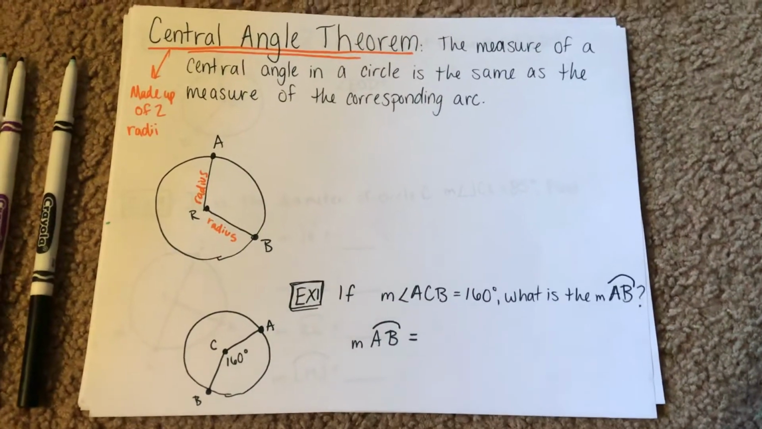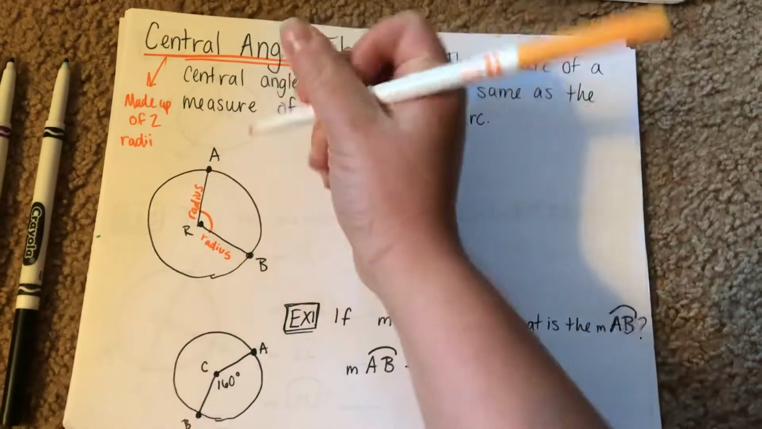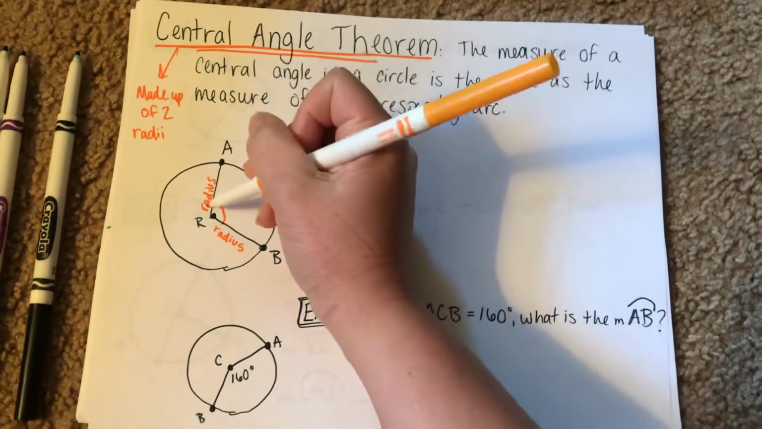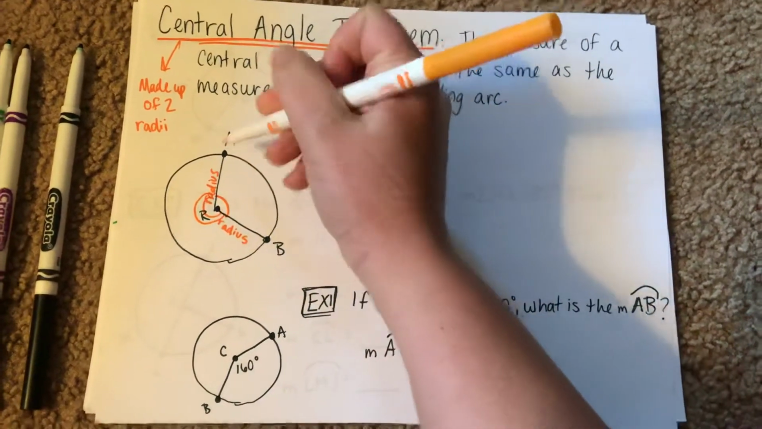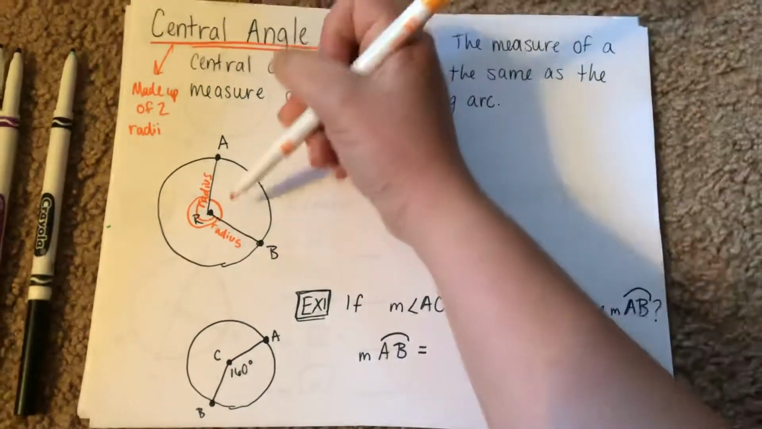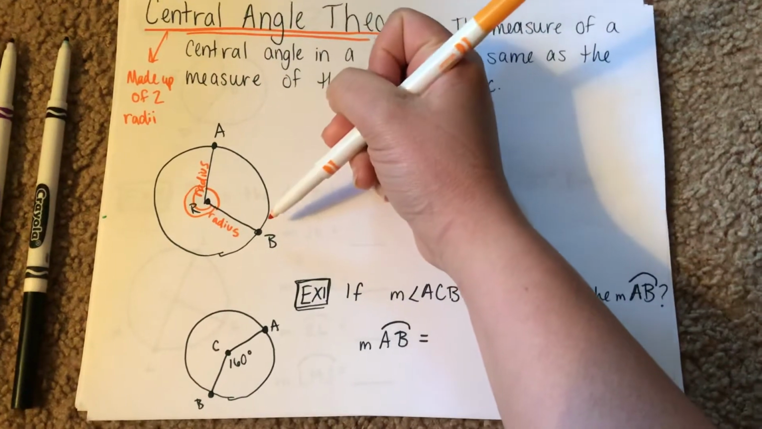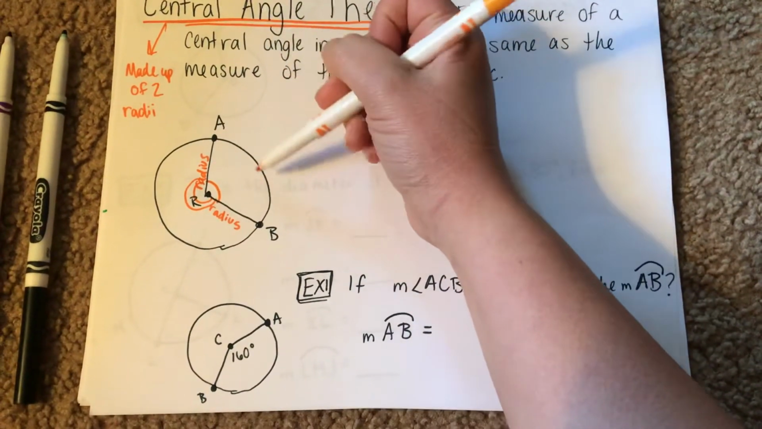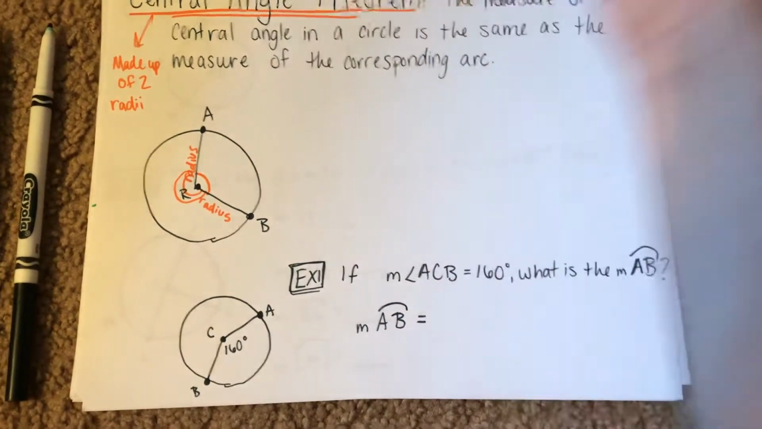So a central angle is made up of two radiuses, and it could be inside here, or we could even look at this using what's called the major arc, which is the arc that's bigger than 180 degrees, or the minor arc, which is smaller than 180 degrees. So in this case, we're mostly going to be looking at this minor arc, AB.